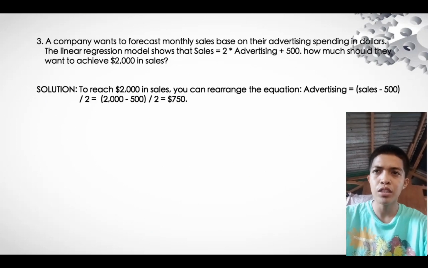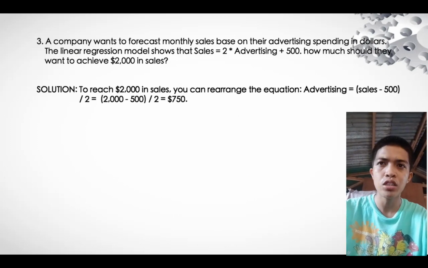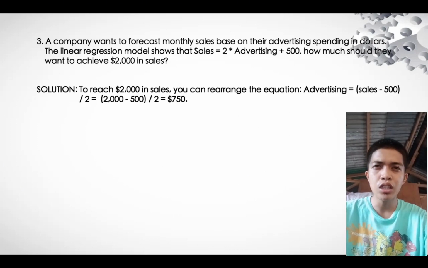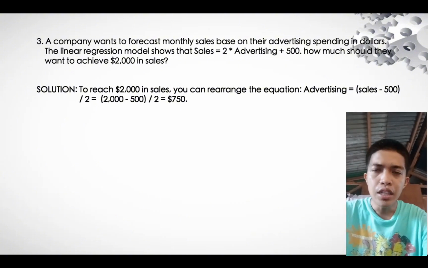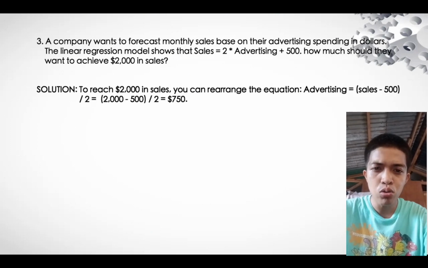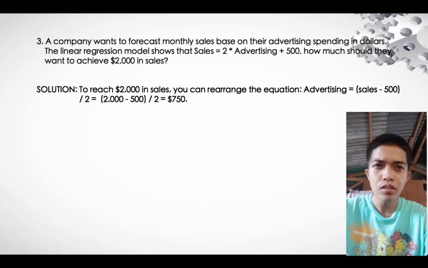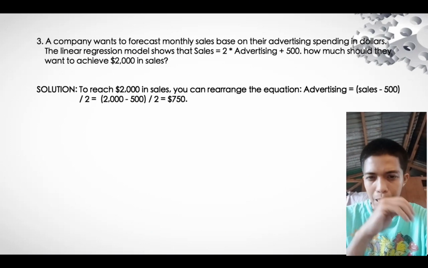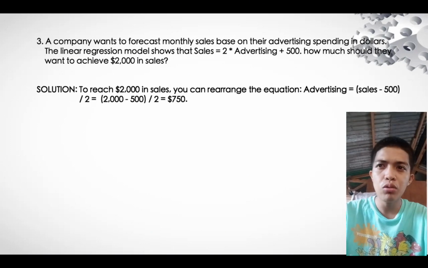My number three question: a company wants to forecast monthly sales based on their advertising spending in dollars. The linear regression model shows that sales is equal to 2 times advertising plus 500. How much should they spend to achieve $2,000 in sales?